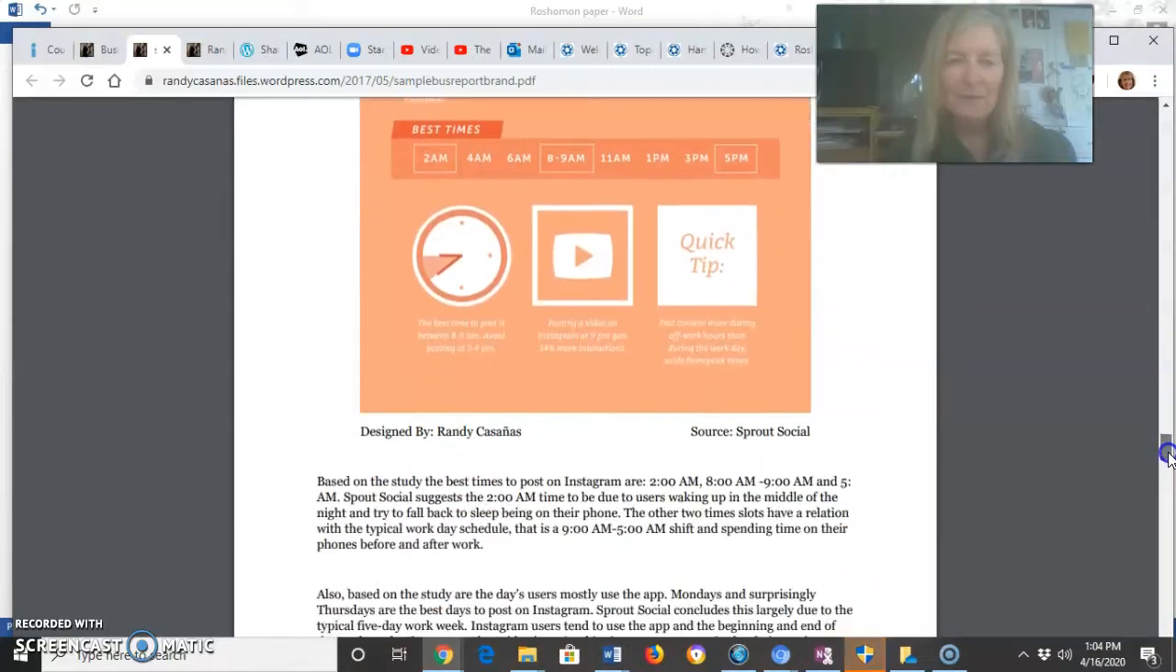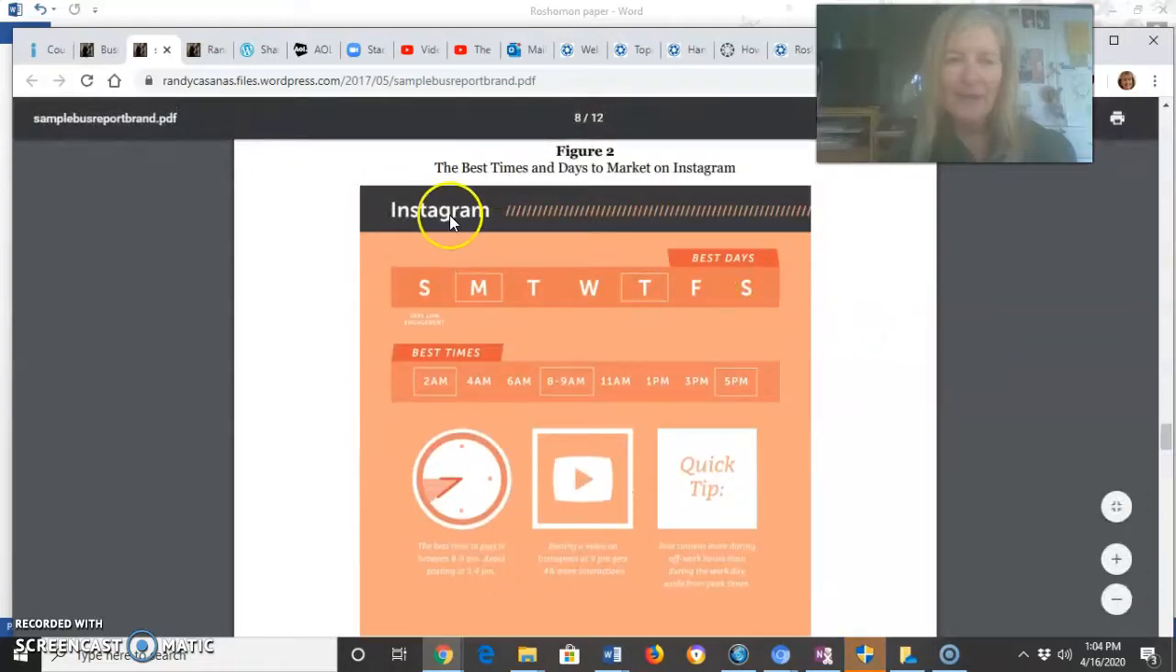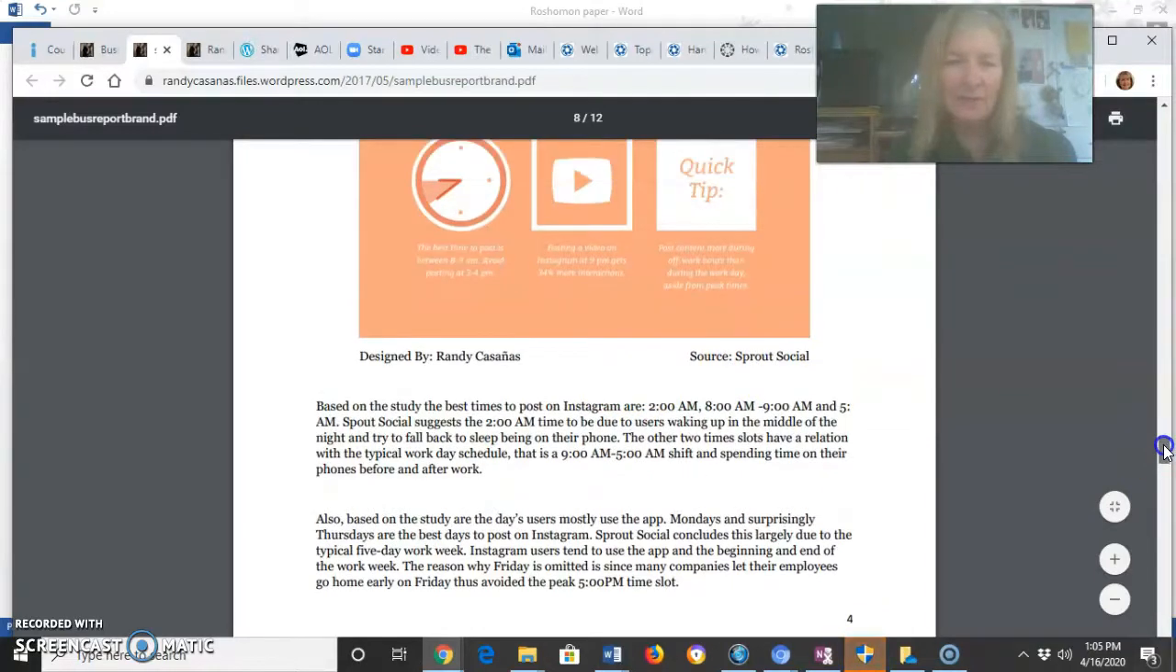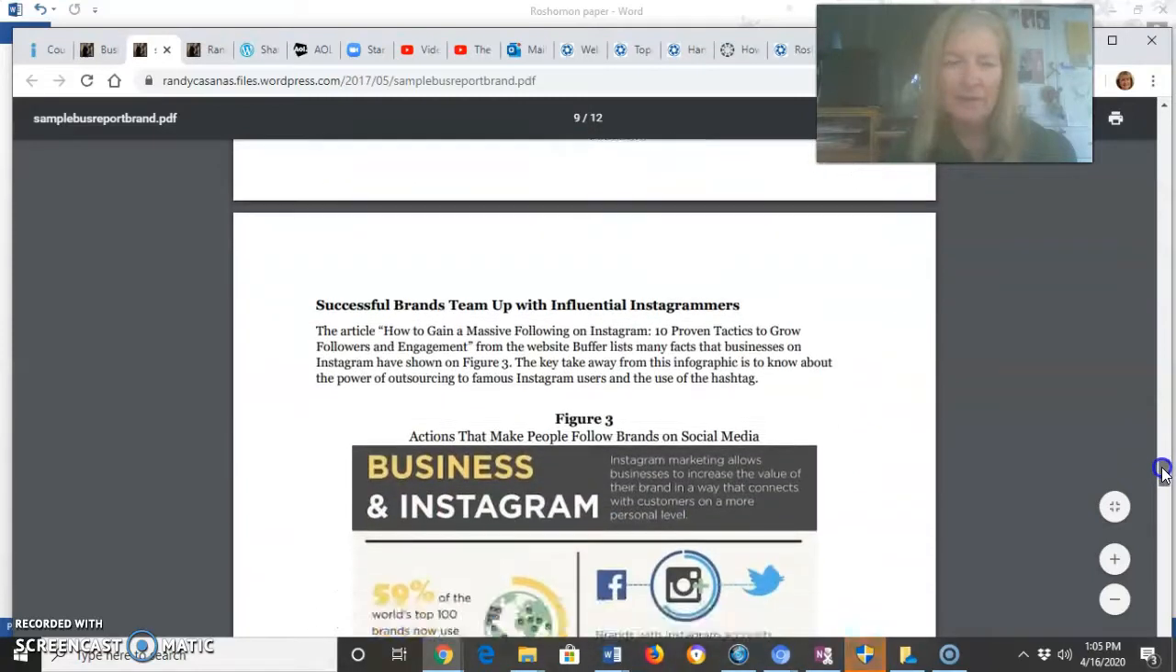So we have figure 2, we have the title, we have the figure itself, then we have designed by and the source, and more paragraphs, and you'll see none of the paragraphs are longer than 6 lines long. It's very good if you can start a page with one of your subheads. Now, Randy didn't do this all the time, but it would be great if you could do this.